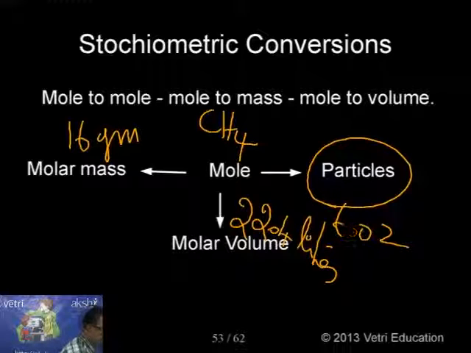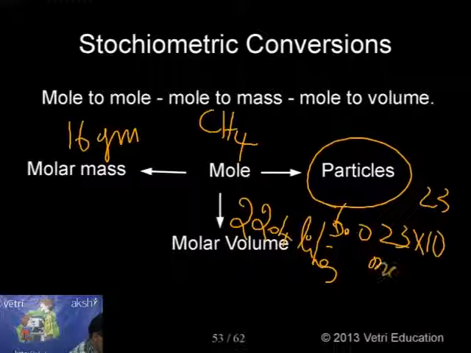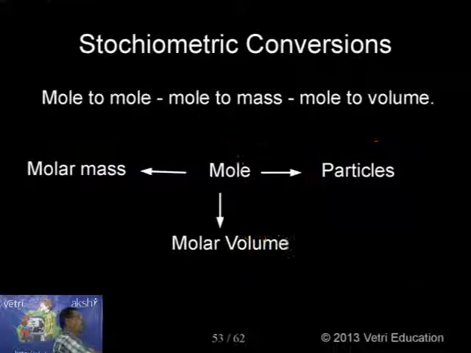So 6.023 into 10 to the power of 23 molecules. This is for methane. So 1 mole of methane will contain 6.023 into 10 to the power of 23 molecules. So these are the pieces of information we get immediately if you go for the mole.